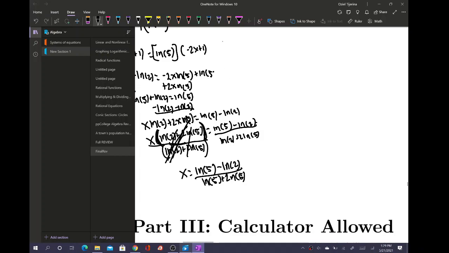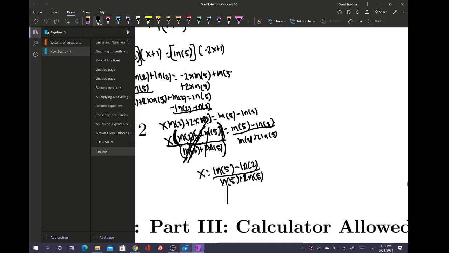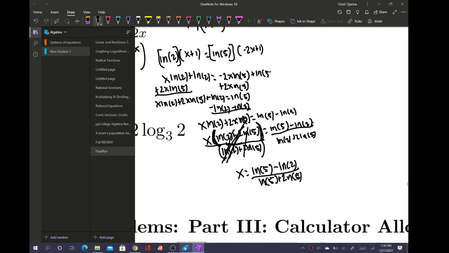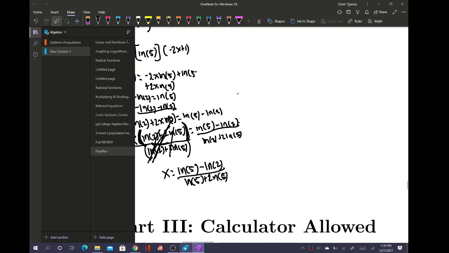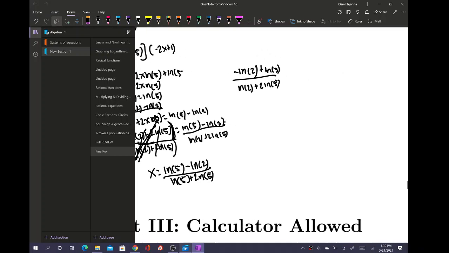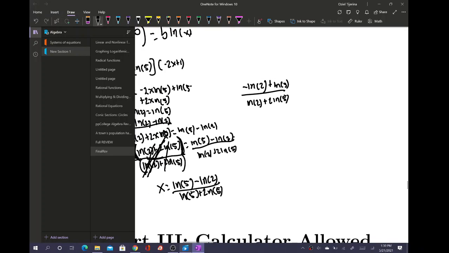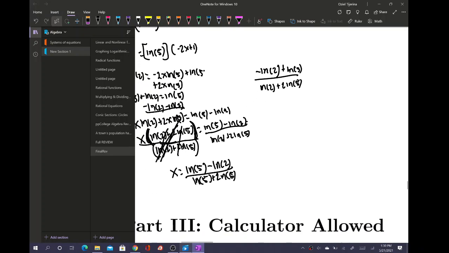And I don't believe that you can actually factor that. I don't think so, because this is basically like saying negative ln of 2 plus ln of 5 over ln of 2 plus 2 ln of 5. Even if we were to factor anything out, we can't, because it's a 2 natural log of 5 on the bottom, so it wouldn't even cancel out at all.